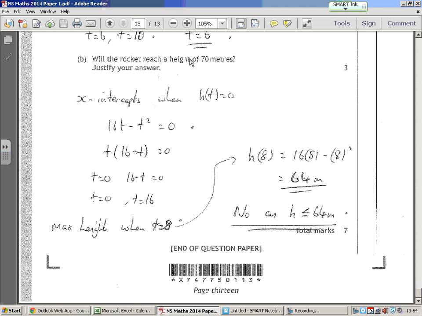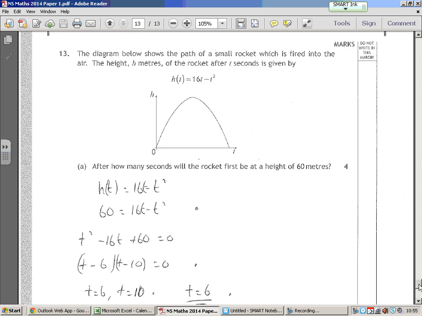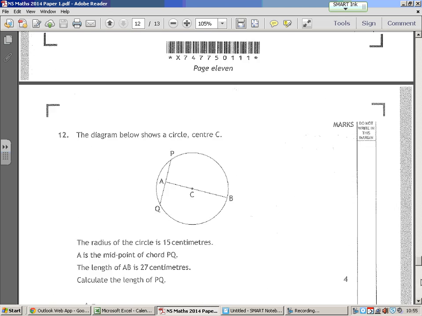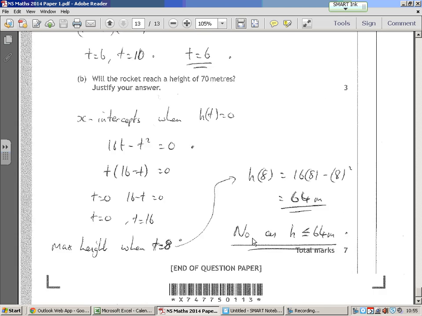Will the rocket reach a height of 70 meters? No, as h is less than or equal to 64 meters. Because at the maximum point there at 64, all other times would be less than 64. So it's never ever getting to a height of 70. And that is the end of the paper.